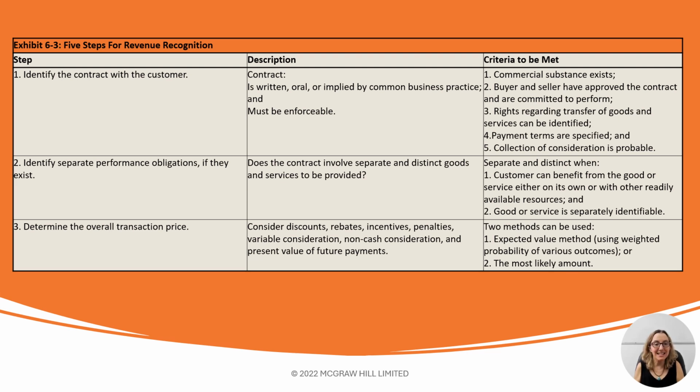Under the second step for identifying the separate performance obligations, you have to look at whether the contract involves separate and distinct goods and services. So what that means is that the customer can benefit from the good or service either on its own or with other readily available resources, and that the good or service is separately identifiable. So, for example, there may be a couple of different things that are being done for this particular customer, but at times they can't use one without the other.